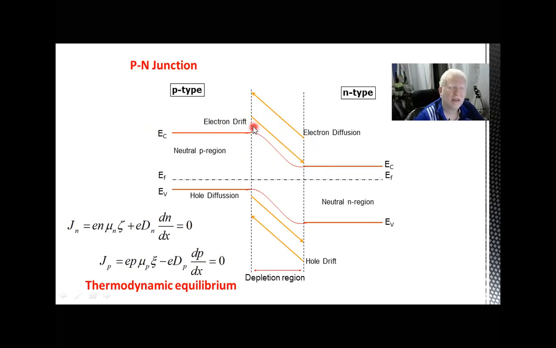If you have an electron here, this electron will slide in this direction, to the right-hand side, as if you have a positive terminal here and a negative terminal here. So electrons, my dear students, slide toward the positive terminal, and the holes slide toward the negative terminal. So we have some sort of potential, which we call the built-in potential.